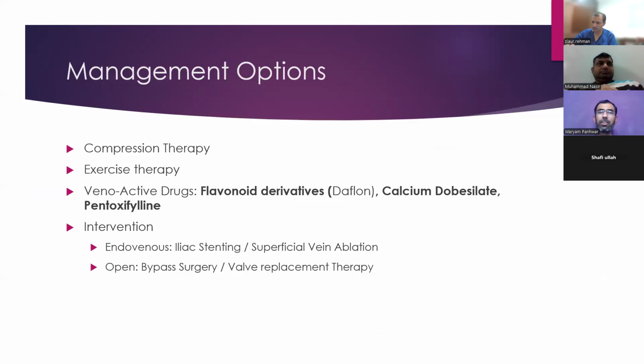Coming to the management options for a patient with PTS. What options do we have? Compression therapy. Compression therapy may be compression stockings, compression bandages, intermittent pneumatic compression pumps, or stockings modified according to the patient. Then exercise therapy: a moderate degree of exercise therapy is recommended for these patients. Then we come to venoactive drugs.